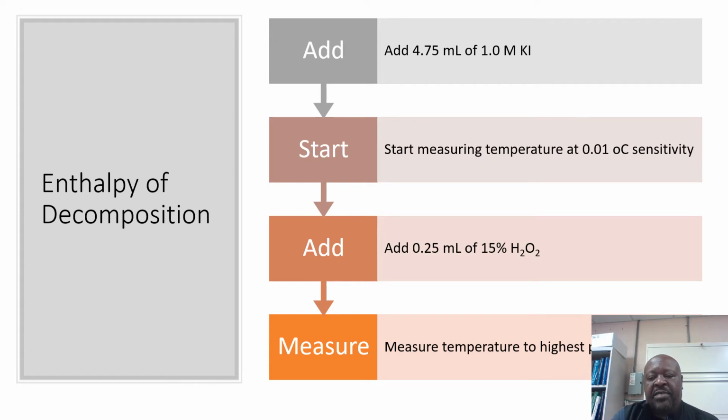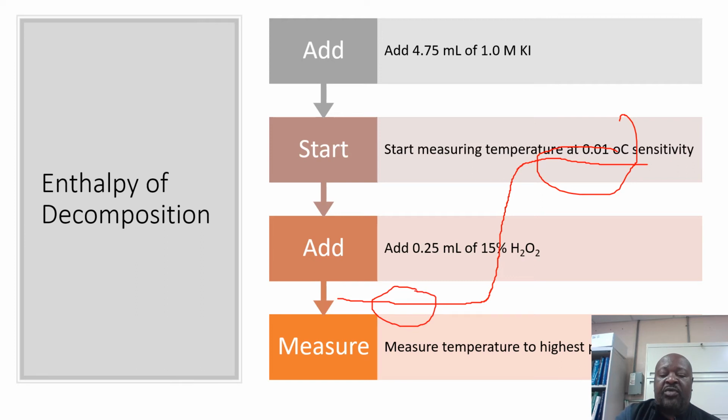And then we'll start measuring the temperature at this sensitivity here, quite sensitive. Then we'll add 0.25 milliliters of 15% hydrogen peroxide. Now all the reagents are in, the reaction starts going, and we just measure the temperature to the end. And so in the end, we will have something that will look like this: baseline temperature, rise after adding the hydrogen peroxide, then flat at the top there. We want the temperature here, and here, so we can determine the change in the temperature.